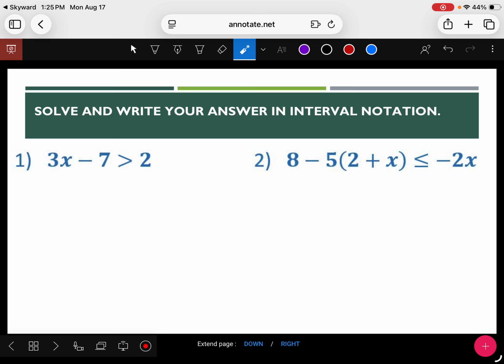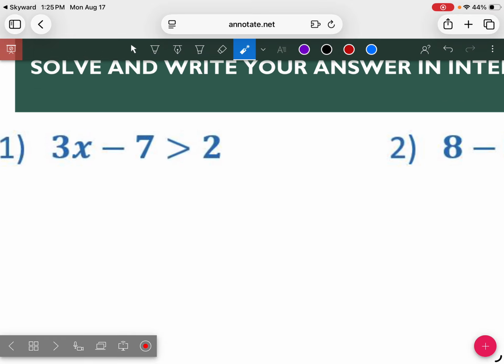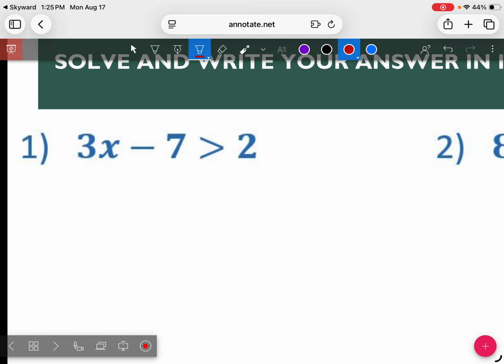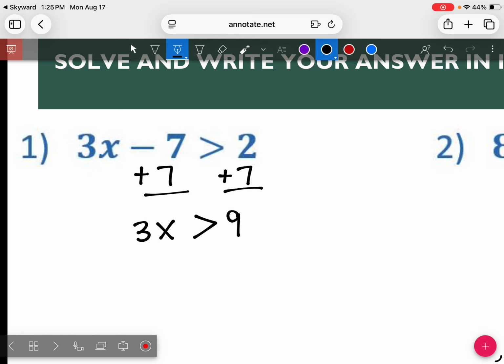So what are my two steps for number one? Add 7. Do I flip the inequality? No. Okay. So 3x is greater than 9. All right, now what do I do? Divide by 3. That's what Raven said. So x is greater than 3.